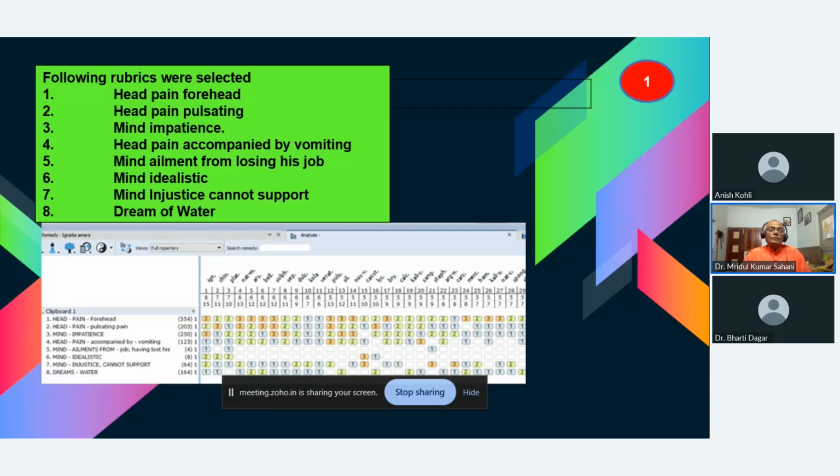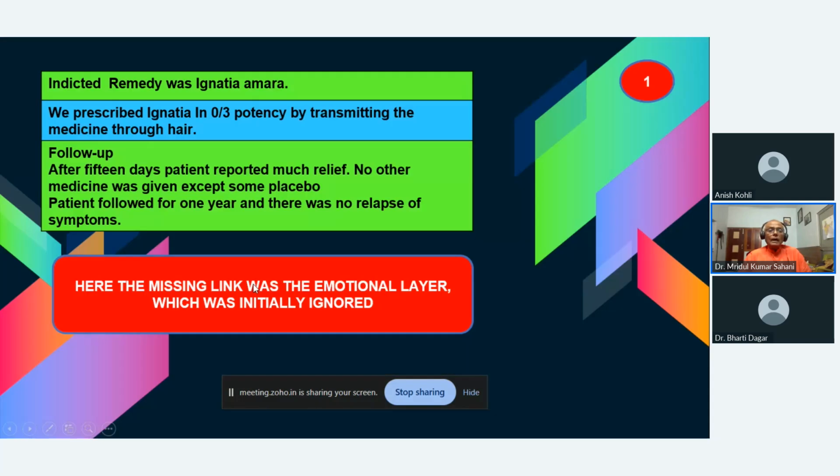Now we took the following rubrics: head pain, forehead. This is the old symptom: head pain, pulsating, impatience, accompanied by headache, mind, ailments from losing his job. Now these are new rubrics added: ailments from losing his job, idealistic, cannot tolerate injustice, and dream of water. You see, the medicine has changed, and the medicine that came up is Ignatia amara. We prescribed it in 0/3 potency by transmitting the medicine through the hair.